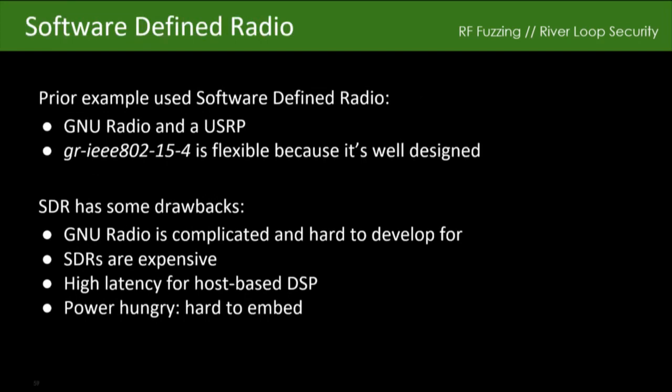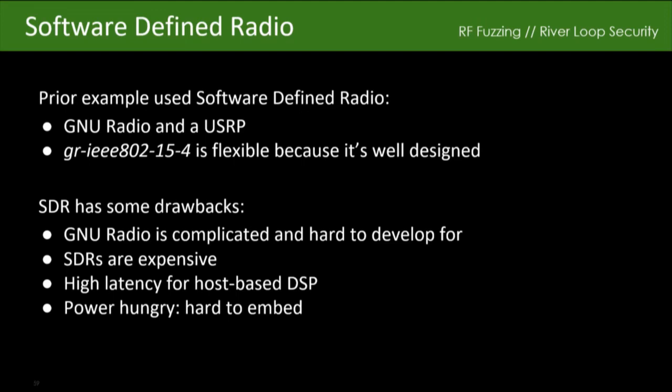So software-defined radio is really powerful. I just showed how IEEE 802.15.4 and GNU Radio can be used to do this. GR IEEE 802.15.4 was easy to get set up with because it's very well designed. But SDR has a ton of drawbacks too, and I say that as a huge SDR fanboy. GNU Radio is super complicated and can be pretty hard to develop for, especially if you don't have a lot of domain knowledge or experience. Additionally, SDR hardware is pretty expensive. It's a couple hundred dollars to get your hands on a basic SDR that can transmit. Not everybody has one of these things kicking around.